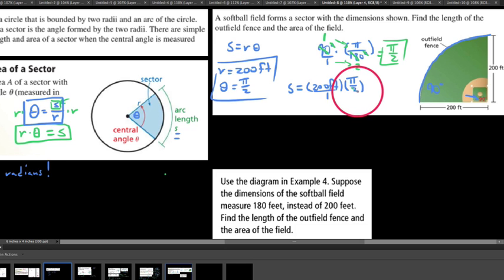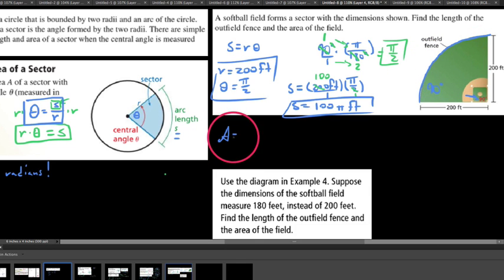The 2 goes into itself once, and 2 goes into 200 100 times. So we get 100 times pi, and this is in feet. So S is equal to 100 pi feet, or roughly 314 feet, would be this length here. And so now we want the area.